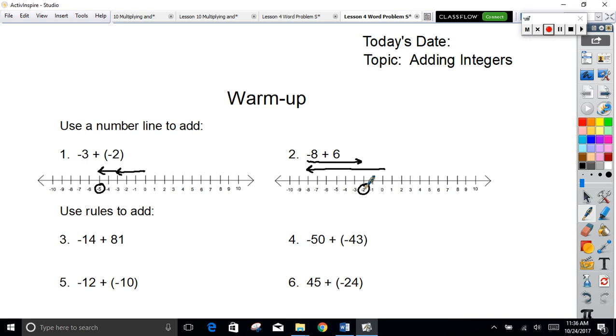Good. Okay, so that's just kind of a refresher. You don't want to forget how to do these using the number line. If you forget the rules and you think about the number line, that can help you decide what to do.